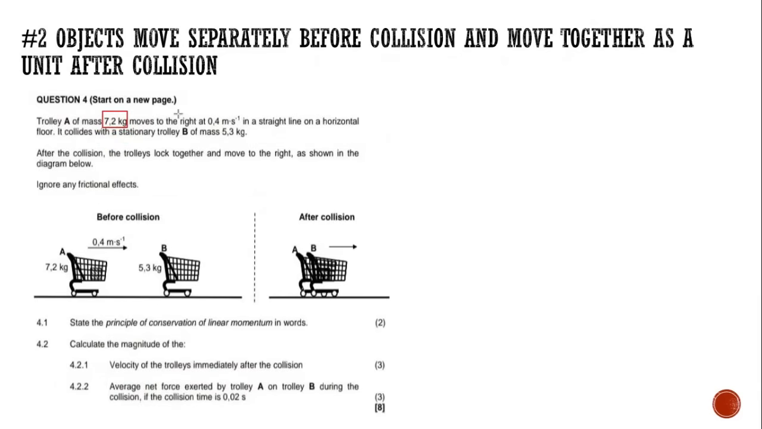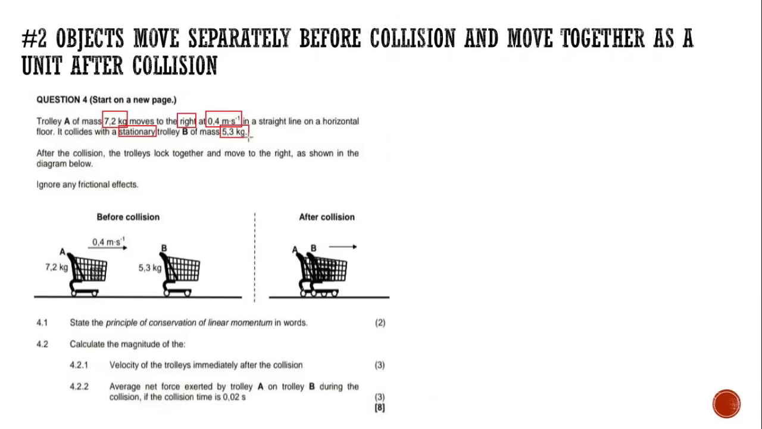Moves to the right. This time around, we are not given cardinal points. Moves to the right at 0.4 meters per second in a straight line on a horizontal floor. It collides with a stationary trolley. It is very important that I highlight the word stationary, because I know that stationary in physics simply tells me that the velocity is equal to 0 meters per second. And then trolley B of mass 5.3 kg.